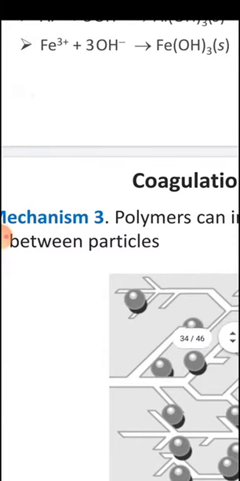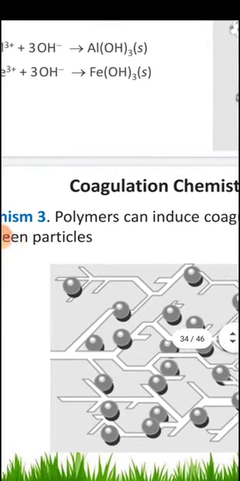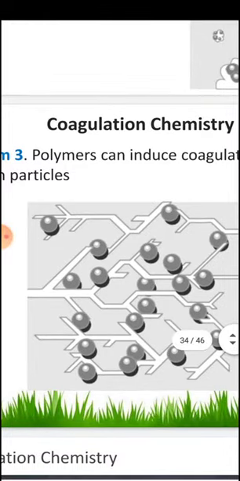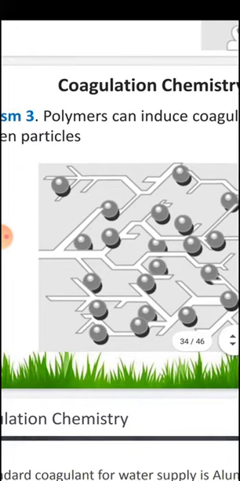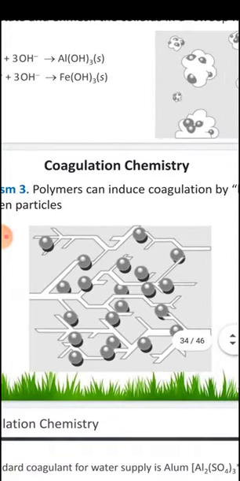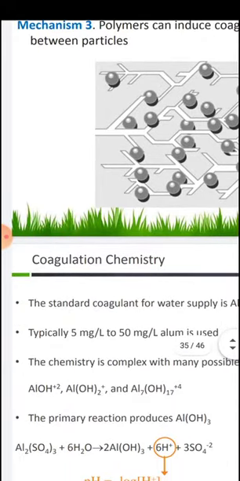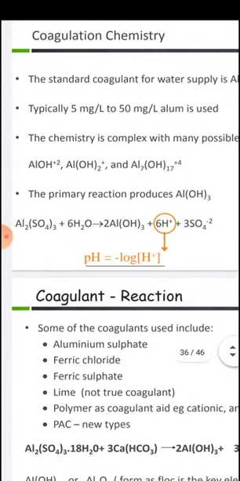Then the long chains of charged particles and natural polymers can act as a bridging source, which can help in the destabilization of the colloidal particles. So polymers can induce coagulation by bridging between the particles, bridging one colloid and another. So this is another option, with the help of which we can conduct the coagulation procedure.